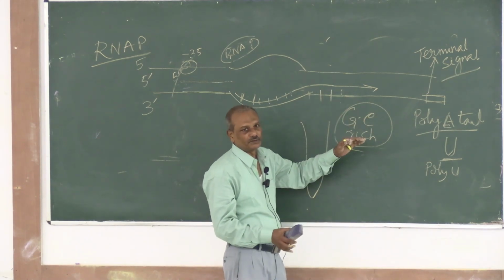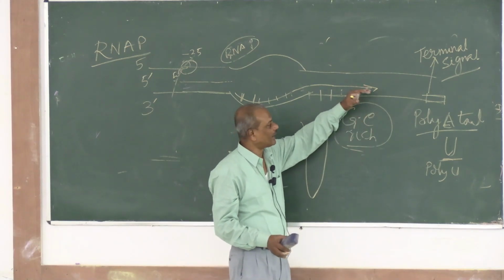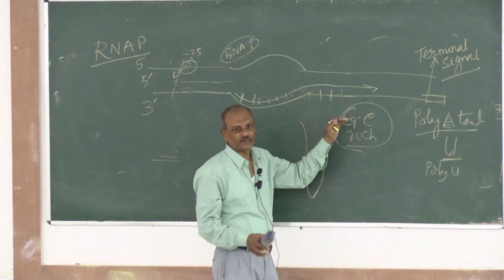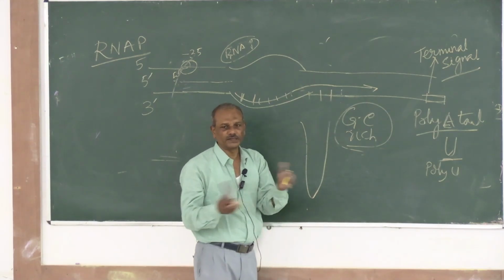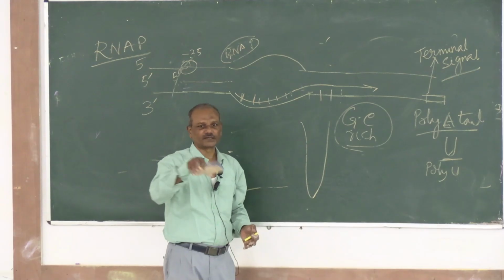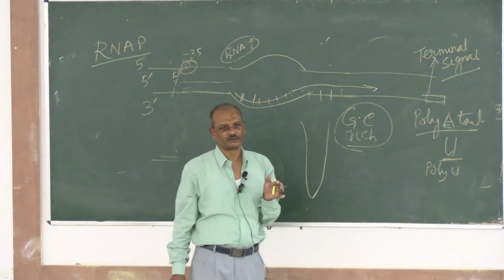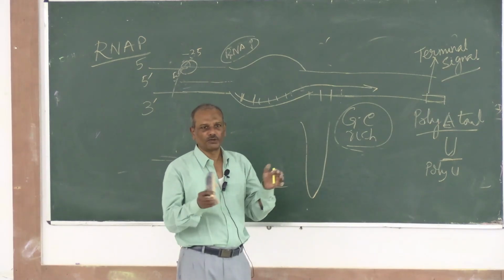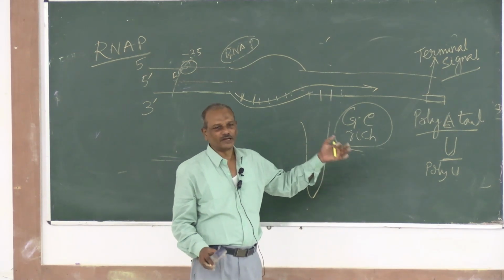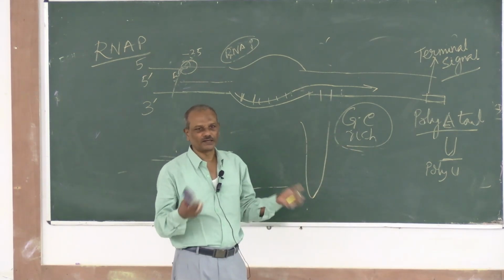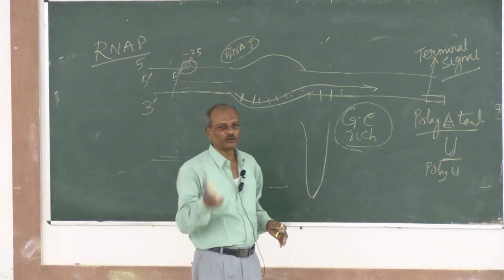By that mechanism, the RNA polymerase will be released and the newly synthesized RNA strand will be separated. This RNAP will be released and can form another cycle of transcription. So, transcription is a cyclical process. It is not that one RNAP enzyme will make one copy of mRNA and then simply die or be destroyed. No, it is not like that. It will be recycled.